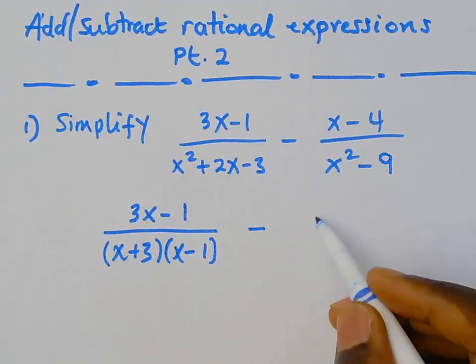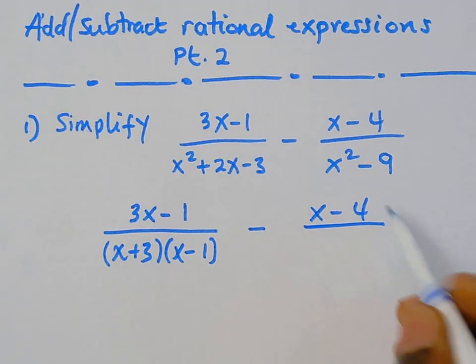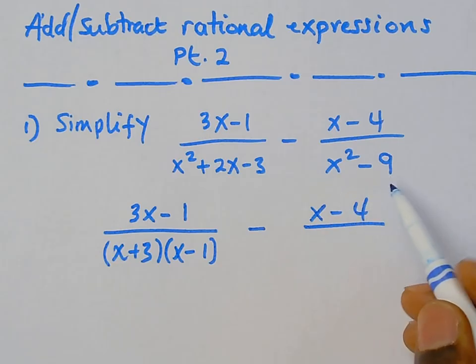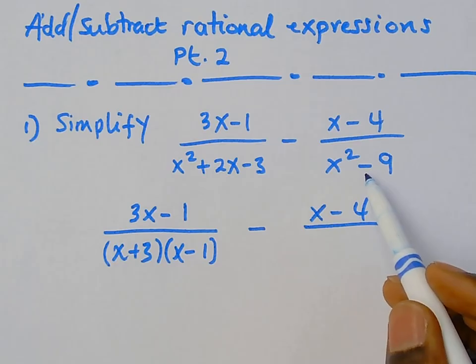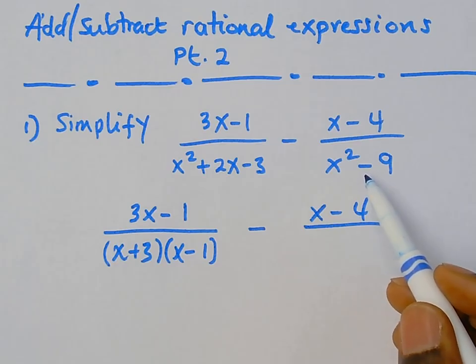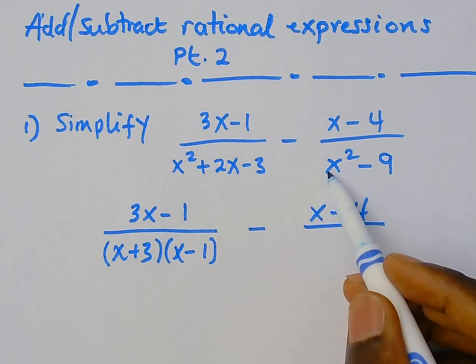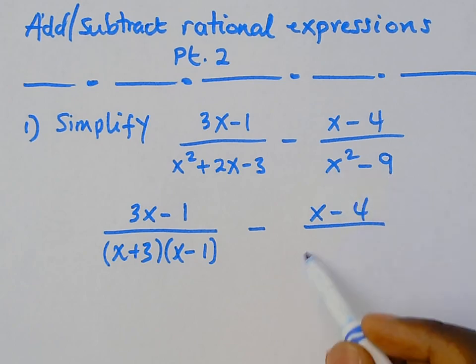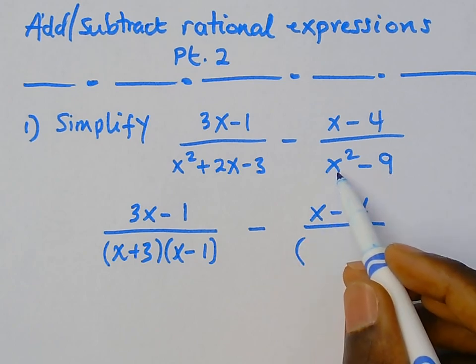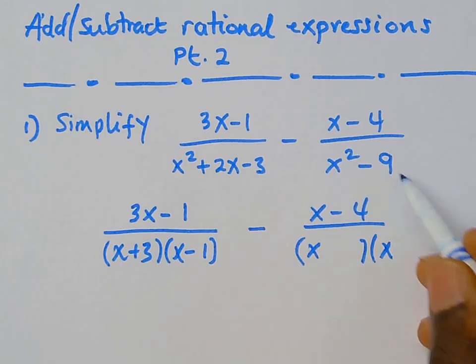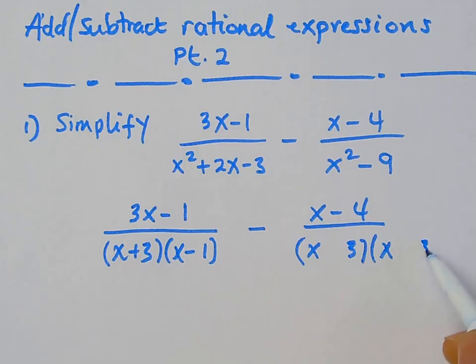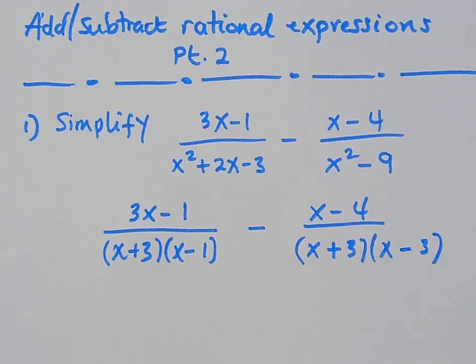Minus. Now I factor x squared minus 9. To factor this, remember these two numbers are perfect squares and I have a subtraction here, so I can do the difference of squares method where I find the square root of x squared and the square root of 9. The square root of x squared is x, the square root of 9 is 3. So now I have x plus 3, x minus 3 as my factored form.